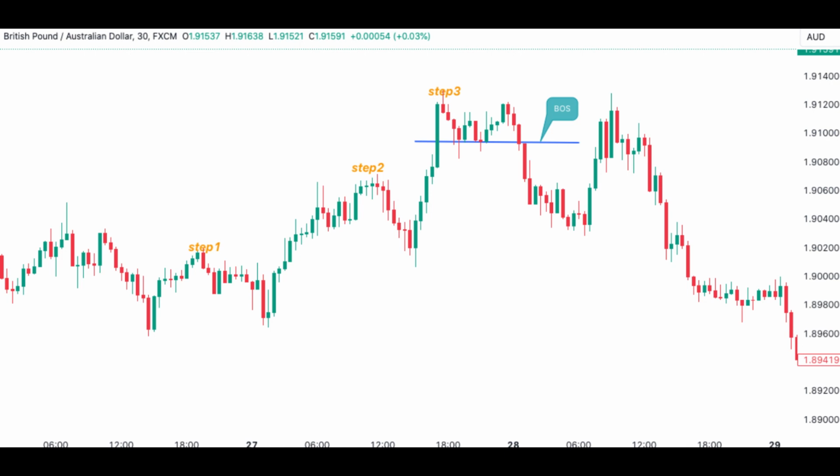At the third step, price will begin to create a minor structure to the upside on a lower time frame. Once you spot this break of structure on the lower time frame, you enter in for your trade. The confirmation you'll be looking for is a candlestick rejection, an indication that traders are rejecting the current price. And the second confirmation is the minor break of structure on a lower time frame.